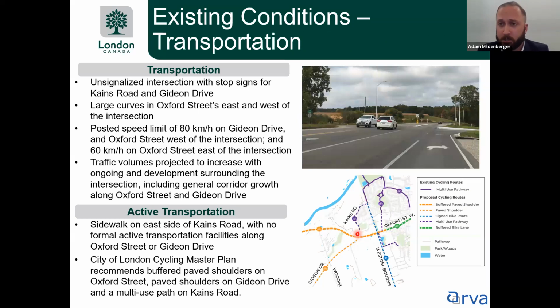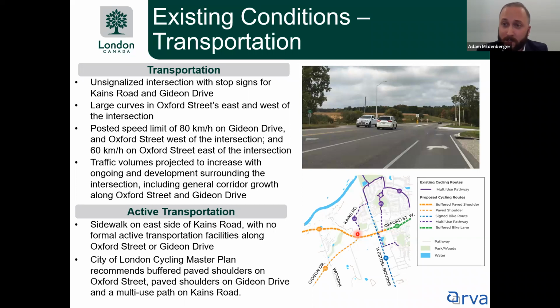With respect to transportation, the intersection is currently an unsignalized intersection. So currently Oxford Street, which generally runs in an east-west orientation, is free flow. There's no stop sign or traffic signal. Gideon Drive, which is considered the south approach of the intersection, is currently stop controlled. And Kains Road, which provides access to the residential subdivision to the north, is also stop controlled.